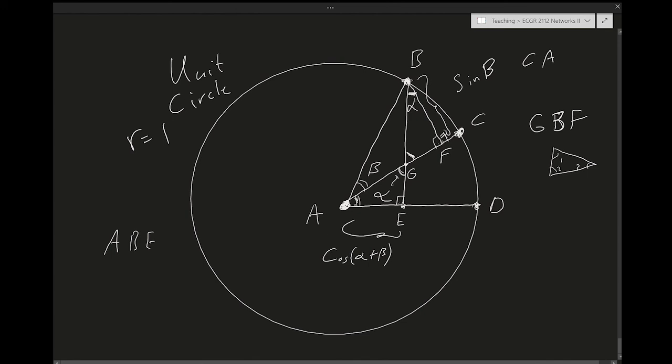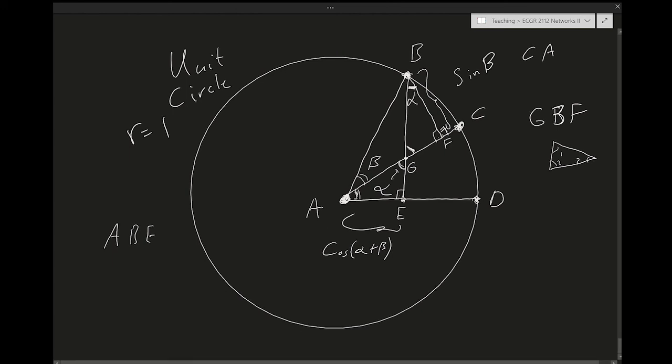Right? And then what we want to do is project the point F down to the line AD. So I project it this way. Okay, right, so this gives me another triangle FGH. Let's call this point H. That gives me another triangle AFH.